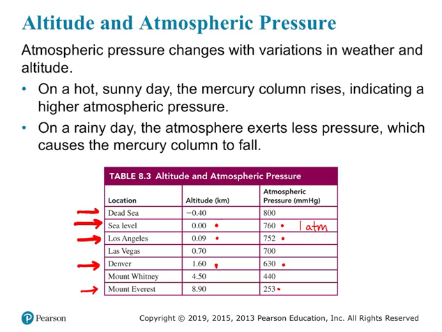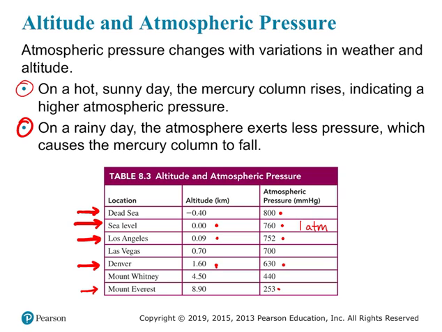Now, the Dead Sea is actually below sea level, and the atmospheric pressure there is much higher than at sea level. It's at 800 millimeters of mercury. So just kind of interesting that atmospheric pressure does change with elevation. Now, atmospheric pressure also changes with variations in weather. So if you are experiencing a hot, sunny day, that's actually going to cause a higher atmospheric pressure. And then if you have a colder, maybe more rainy day, that's going to result in less atmospheric pressure.